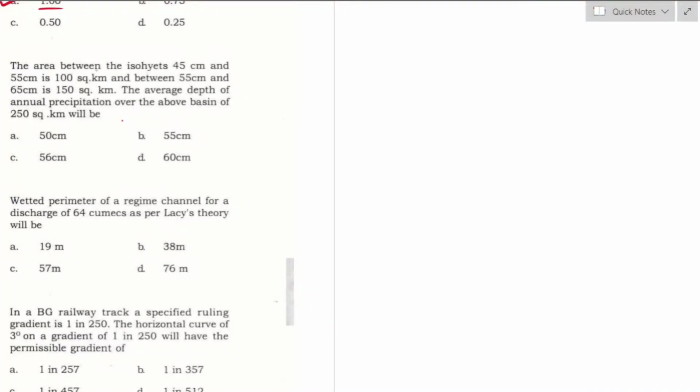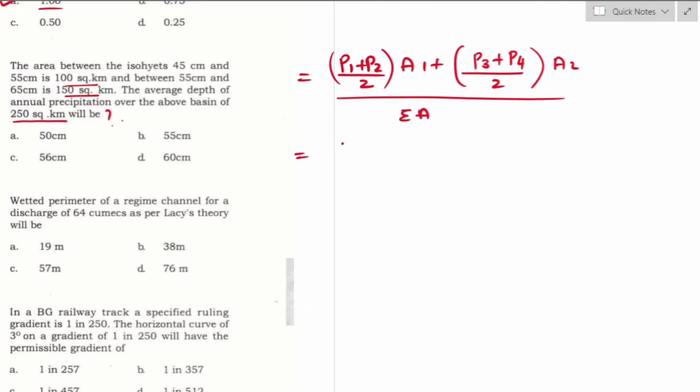Question number 72. The area between the isohyets 45 cm and 55 cm is 100 square kilometer, and between 55 cm and 65 cm is 150 square kilometer. The average depth of annual precipitation over the basin of 250 square kilometer will be. So we have to find the average depth of annual precipitation, which is given by the formula.